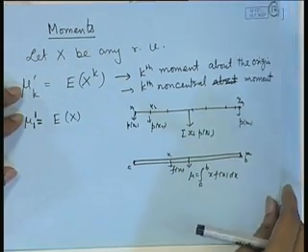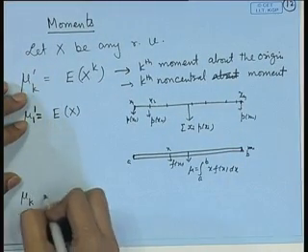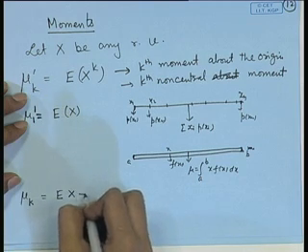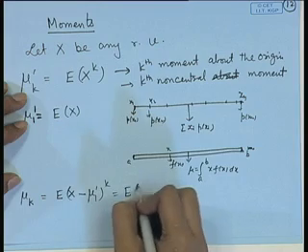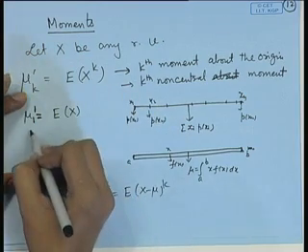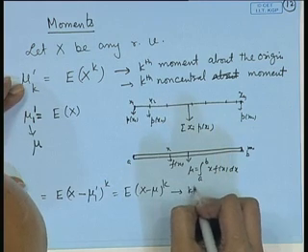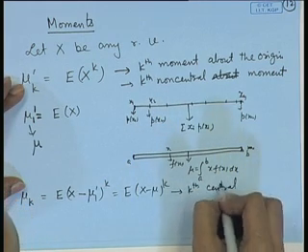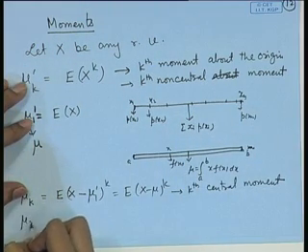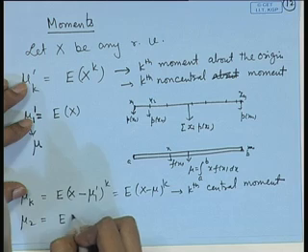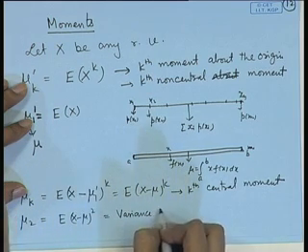We also define mu k, that is equal to the expectation of (X minus mu 1 prime) to the power k, or the expectation of (X minus mu) to the power k. The first one we usually denote by mu, the arithmetic mean. This is called the kth central moment. In particular, mu 2 is called the variance of the distribution.